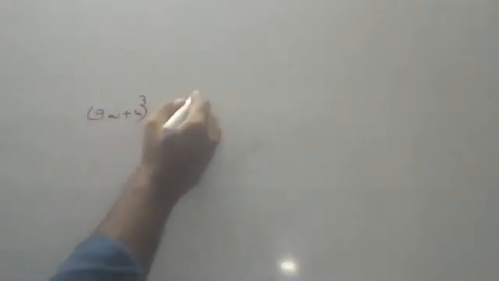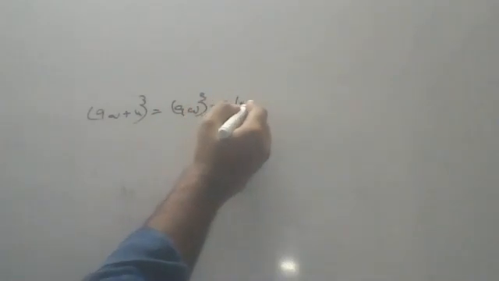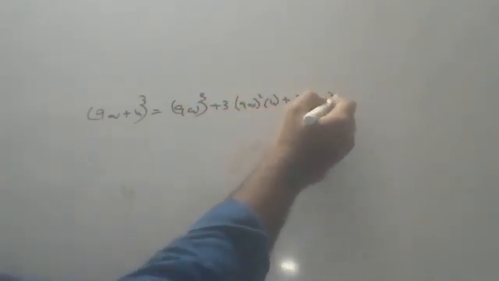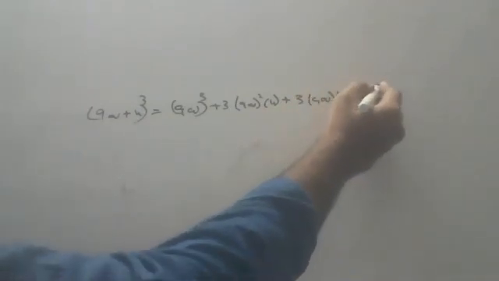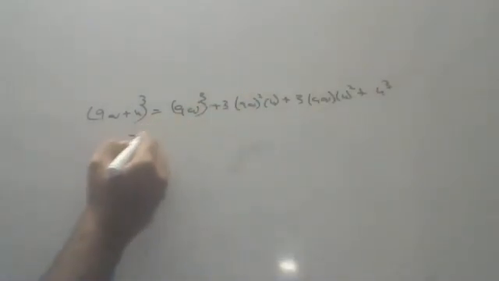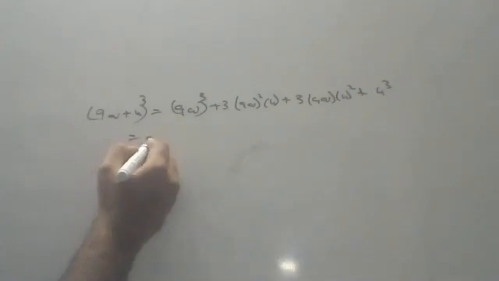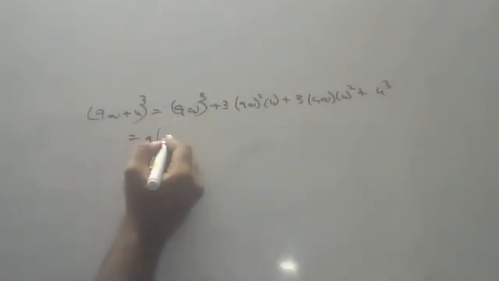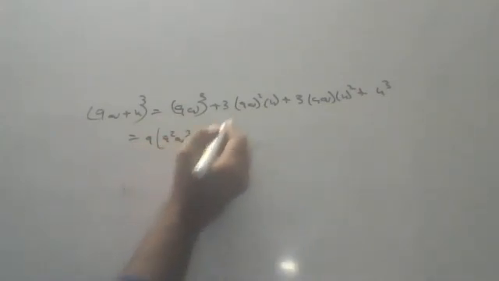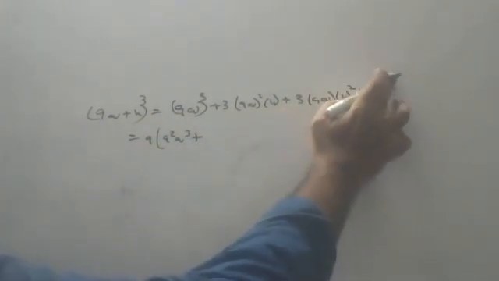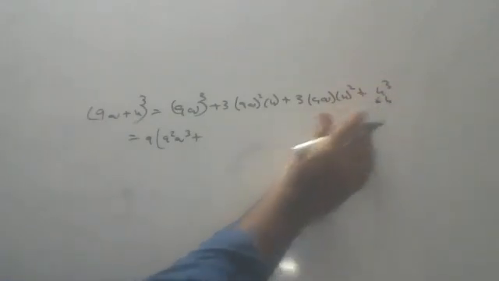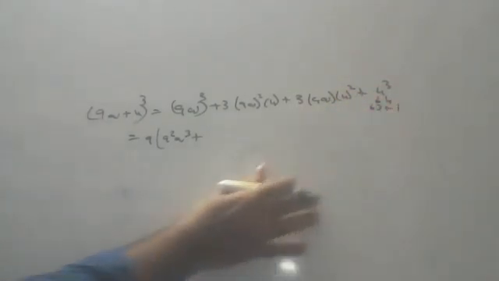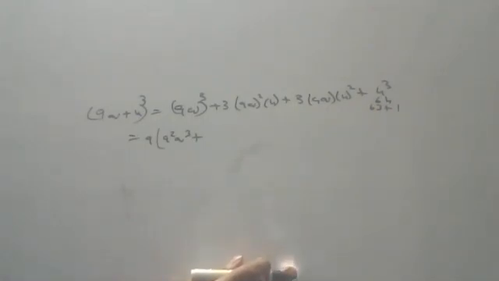a cube plus 3a square b plus 3ab square plus b cube. b cube means 4 cube. What will we take common, children? 9. Children, 4 cube means 9 you take common. First 9 square cube plus, children, 4 cube means what? 64. 64 means we can write as 63 plus 1.